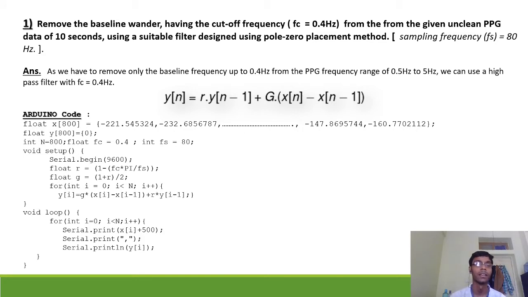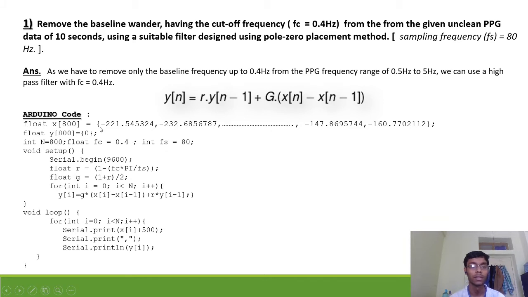Basically, if we take the transfer function and get the difference equation from it, we will get something like y of n equal to r into y of n minus 1 plus g into x of n minus x of n minus 1. This is the time domain difference equation for the high pass filter. So in the code we will write this one only.